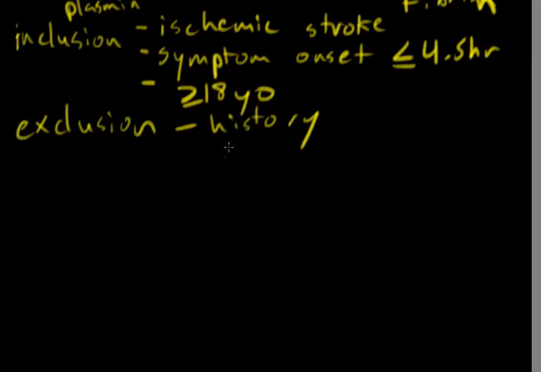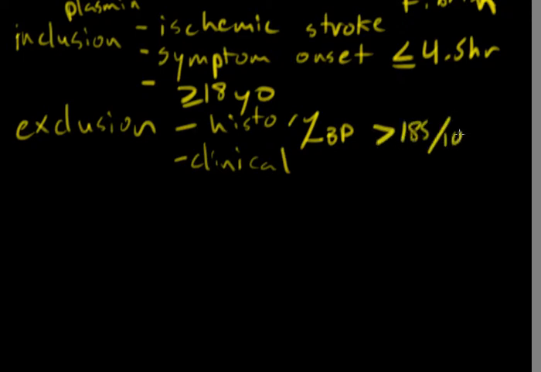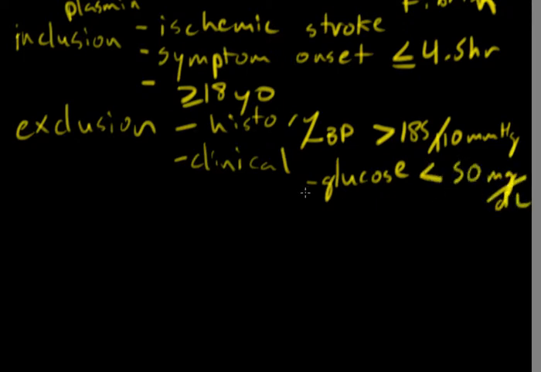Additional exclusion criteria are clinical symptoms. One thing you can consider is blood pressure. If you can't get blood pressure under 185 over 110 and stabilize it there, don't give them RTPA. If glucose is less than 50, so if they're suffering hypoglycemia, with glucose less than 50 mg per dL, don't administer this treatment.